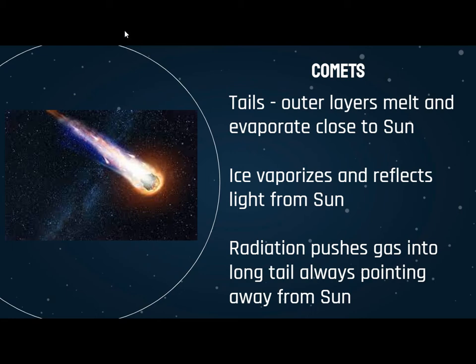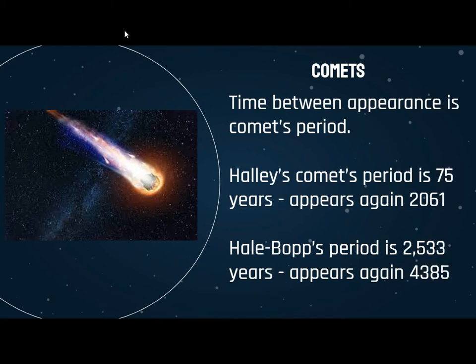That's what it does. Always going to point away from the sun. The time between appearances of comets, because they're in an orbit, they have a regular appearance. It's called the comet's period. They can be short periods like Halley's Comet, which has a period of 75 years. It will not appear again until 2061.